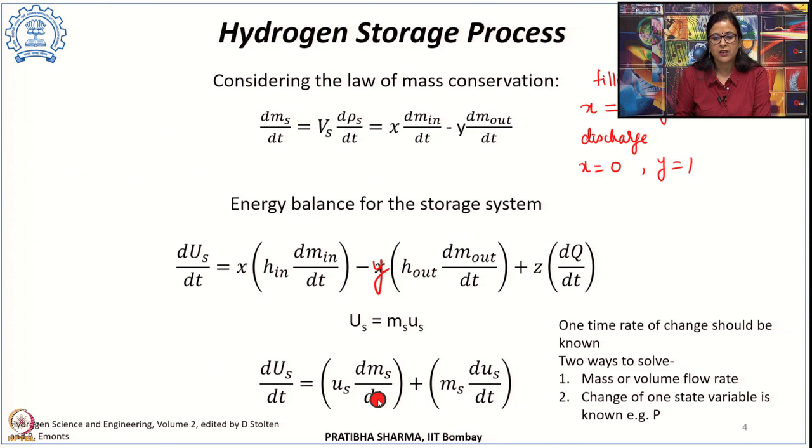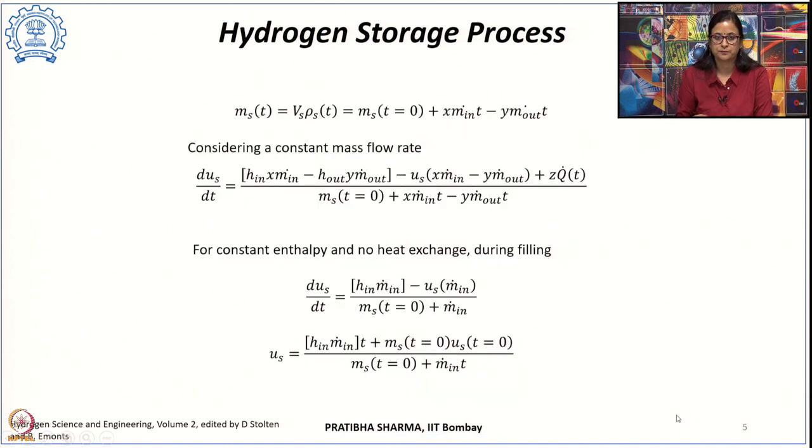So, either we need to know the mass flow rate or the volume flow rate of the gas entering and leaving the storage system, and depending upon what time rate of change we know, that could be the controlling equation in that case. The second option to solve this is we need to know the change of one state variable. For example, when it is expansion or compression, how the pressure increases, or what the inlet pressure and the outlet pressure are. So, the change in one of the state variables needs to be known in order to solve this.